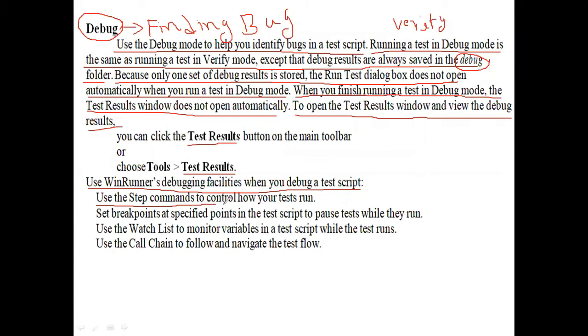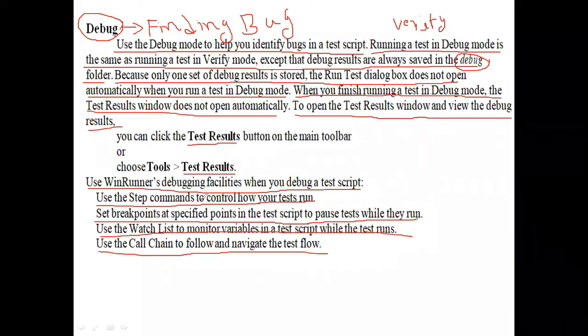Use WinRunner debugging facilities when you debug a test script. Use the step commands to control how your test runs. Set breakpoints at specified points in the test script to pause tests while they run. Use the watch list to monitor variables in a test script while the test runs. Use the call chain to follow and navigate the test flow.